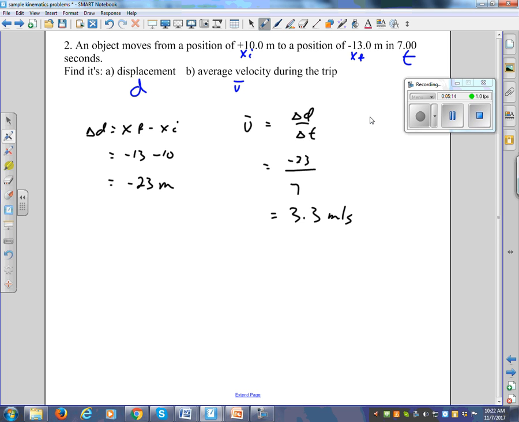Oh, it is negative. Of course it is, yeah. It's negative, right? Of course it is. Okay, let's talk about rounding for a second. Completely aside from problem solving, let's talk about rounding.